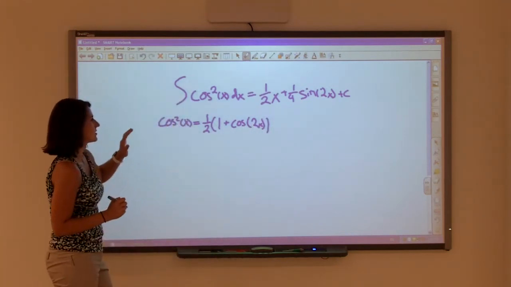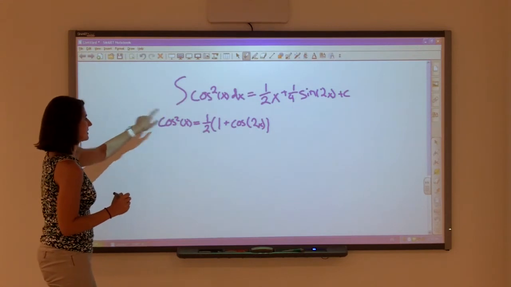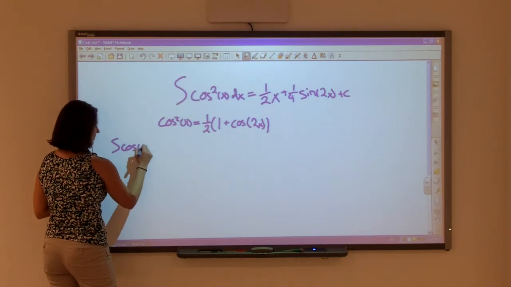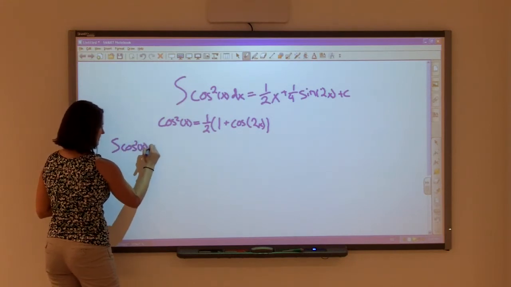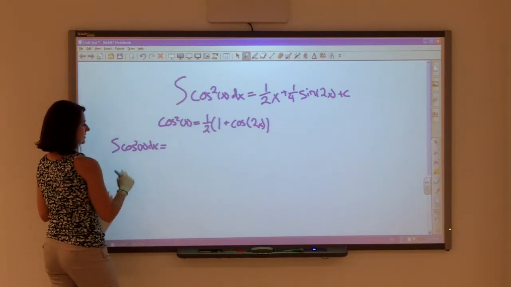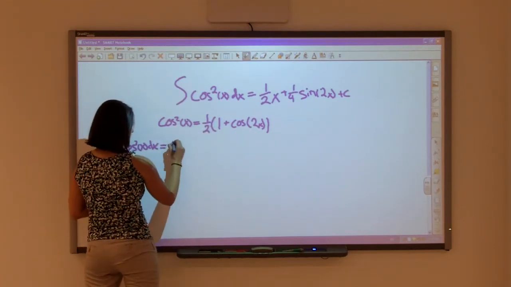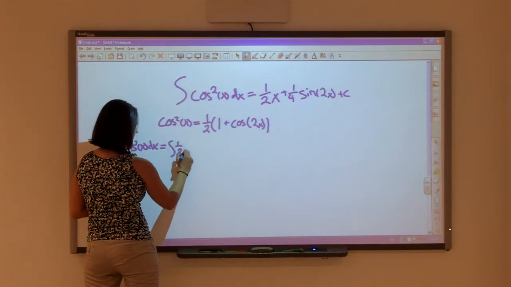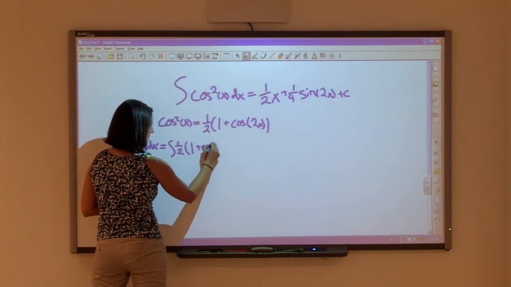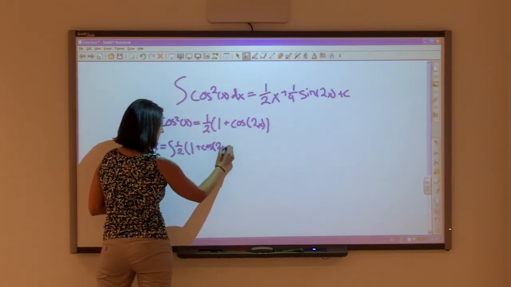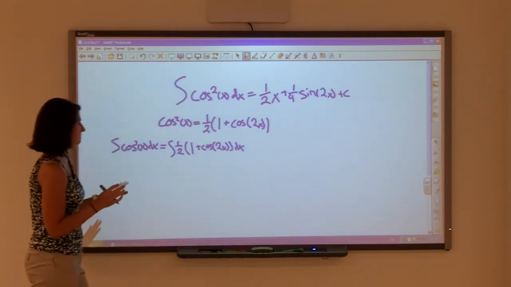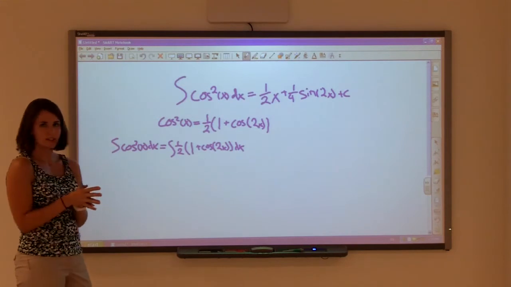Okay? So your integral then is going to look like this. Again, we're taking the integral of cosine squared x dx. Now we're just going to substitute all of this in for your cosine squared x. So this means the integral of 1/2 times 1 plus cosine 2x dx.